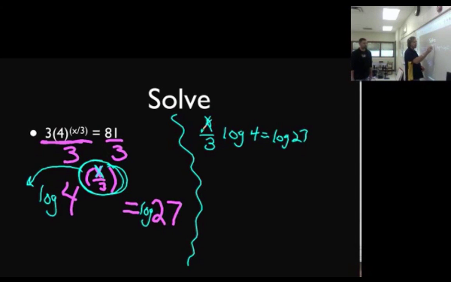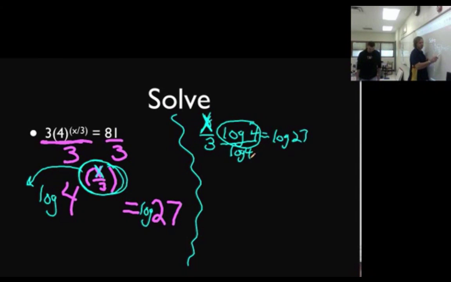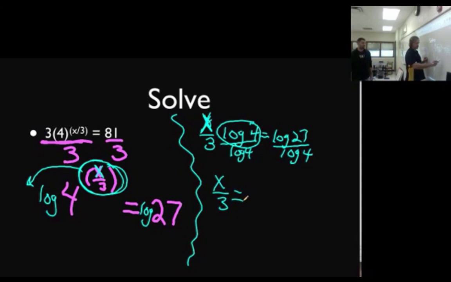I want to get x by itself, so I want everything else to be moved away from x. Well, why don't we move this ugly thing first? How do we move that? Divide by log 4. So now we have x over 3 equals log 27 divided by log 4, right? So whatever that is, log 27 divided by log 4. We're going to put that in the calculator in a minute.